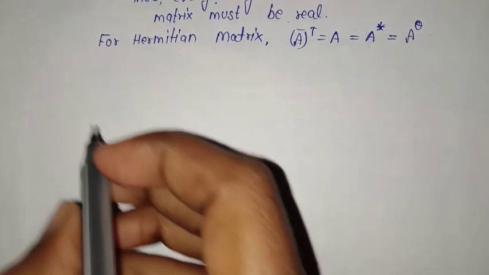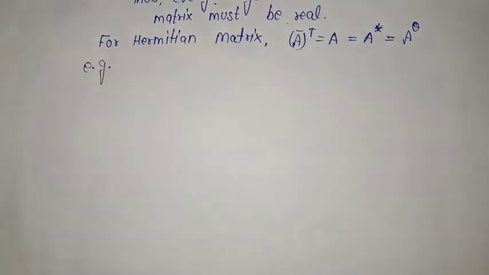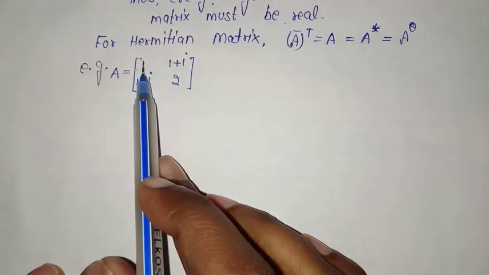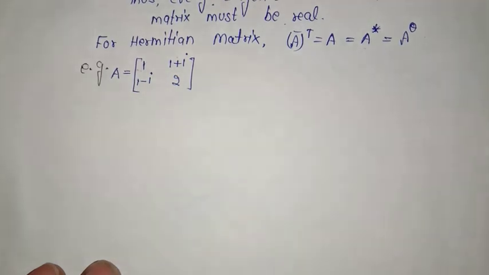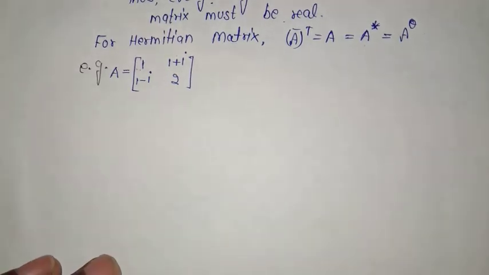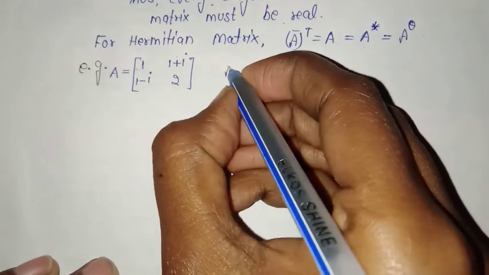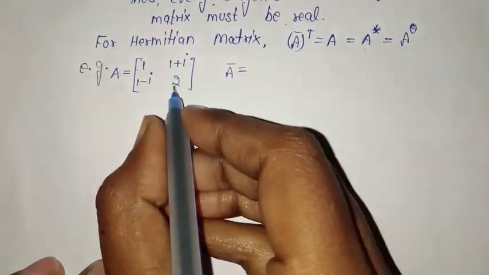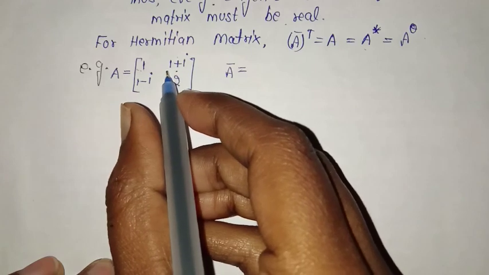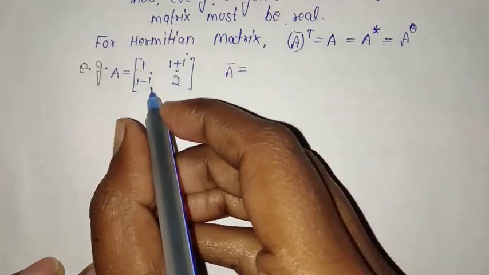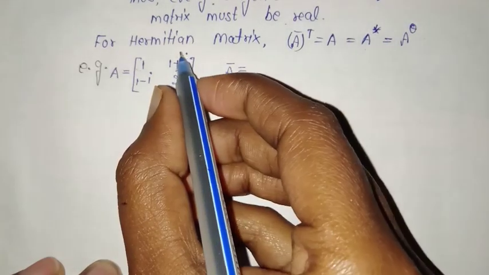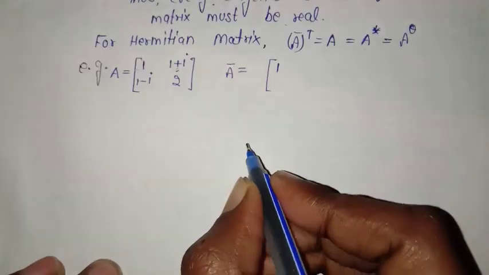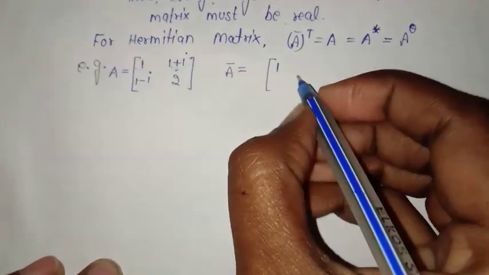Now let's have some examples. The first example that I have taken is a 2 cross 2 matrix. The elements of this matrix are 1, 1 plus i, 1 minus i, and 2. Now, in order to prove that it is a Hermitian matrix, firstly we take the conjugate of this matrix. When we take the conjugate, the real terms remain the same, but for the imaginary parts, if they are positive they become negative, and if they are negative they become positive. That is, the conjugate of 1 is 1 because it is a real number, but the conjugate of 1 plus i becomes 1 minus i.